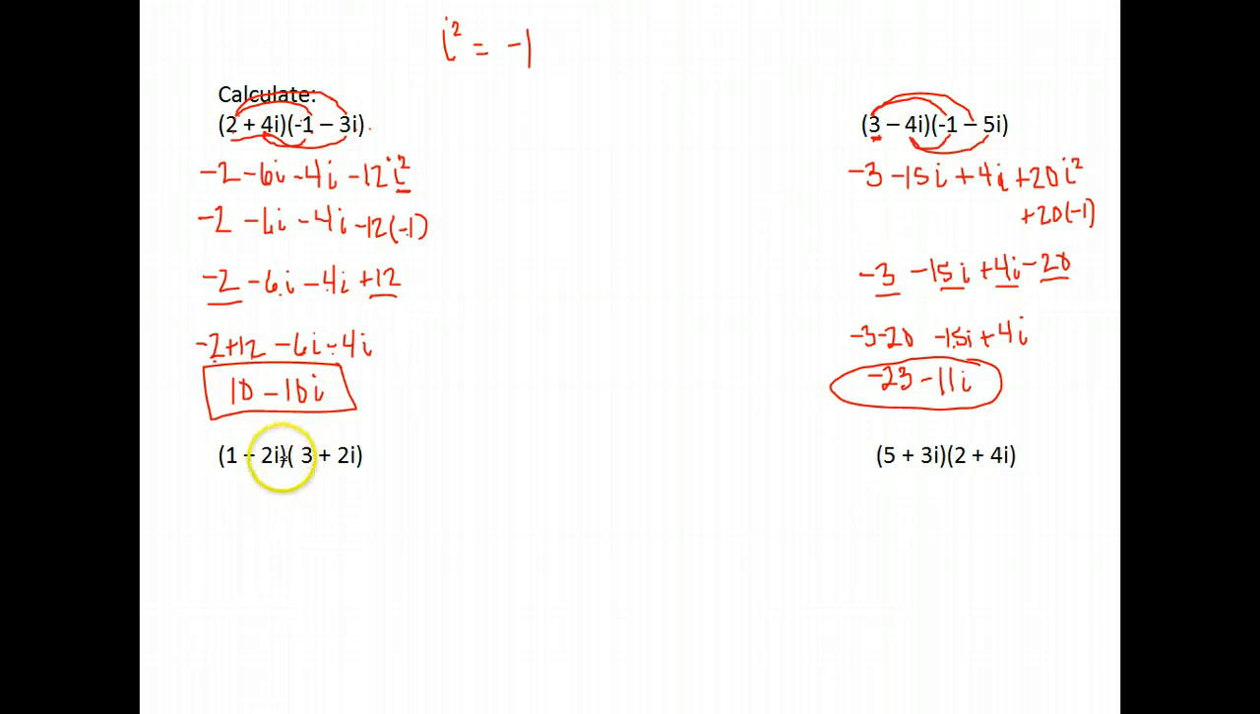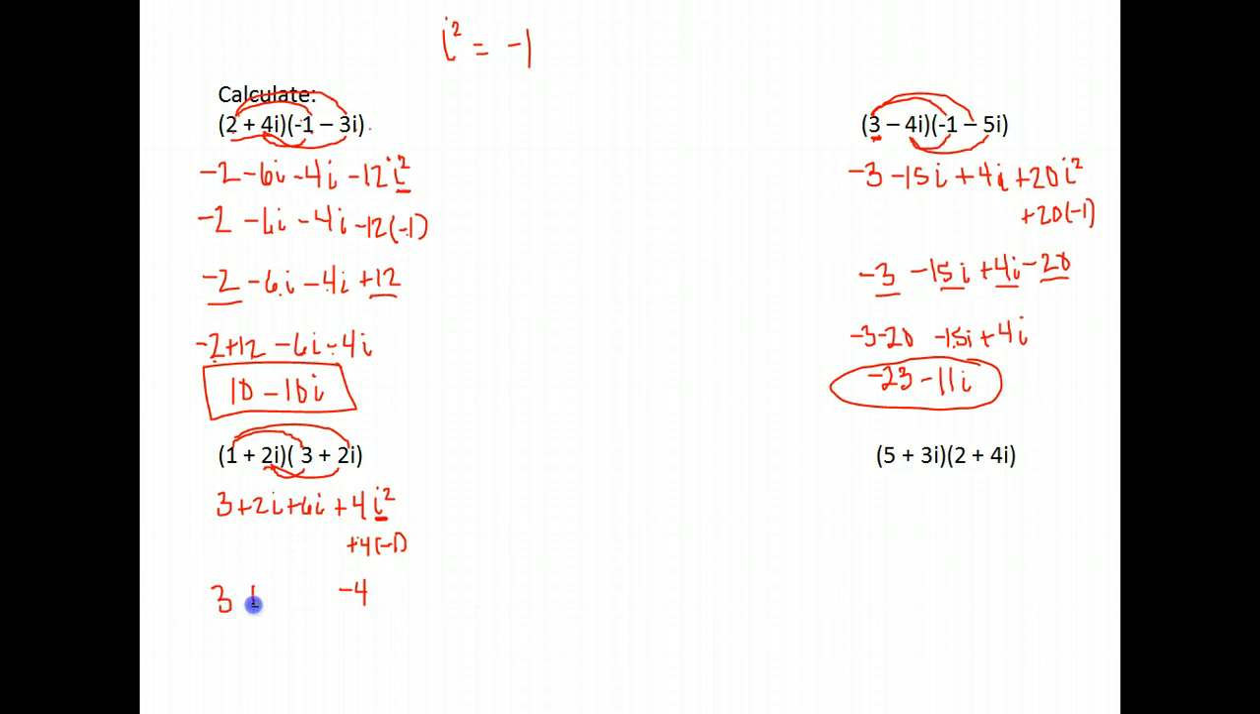All right, so again, multiplication, just double check to make sure that's multiplication, not addition or subtraction. And we start with our 1. We're going to take it times everything in that second set. 1 times 3 is 3. 1 times 2i is 2i. Take the 2i times everything. 2i times 3 is 6i. And 2i times 2i, 2 times 2 is 4, and i times i is i squared. Again, simplify this i squared. i squared is -1. Okay, so 4 times -1 is a -4.